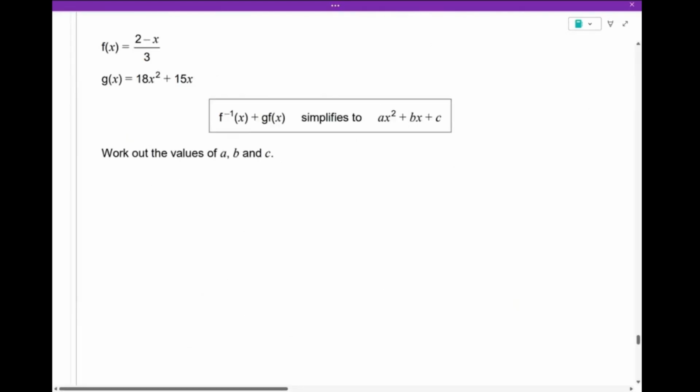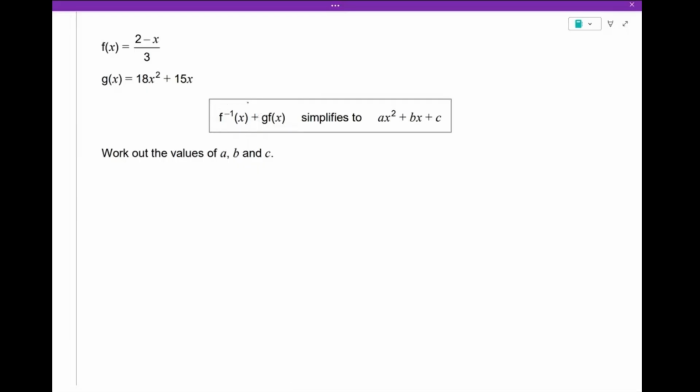So here's our question. We're given a function f of x and a function g of x. And we are told that this calculation here simplifies into a quadratic format. We need to work out the values of a, b, and c in that quadratic. So I'm going to initially focus on this expression here. We've got the inverse of f of x, and we have the composite function gf of x. So I need to start by finding those two.